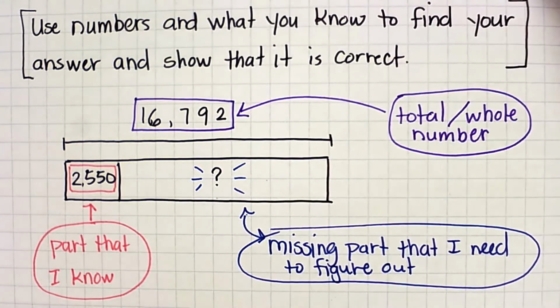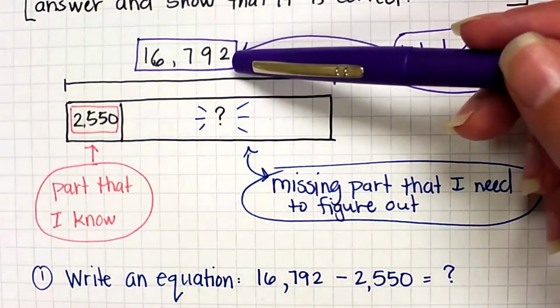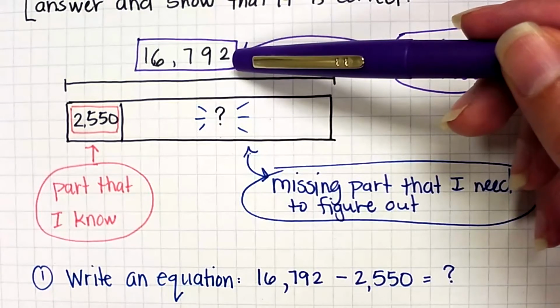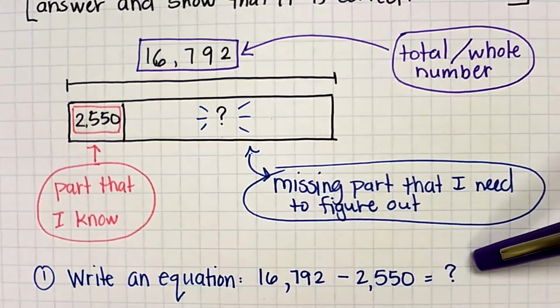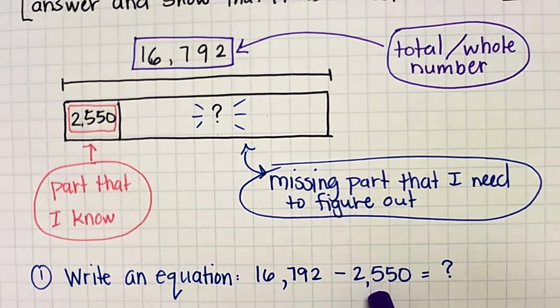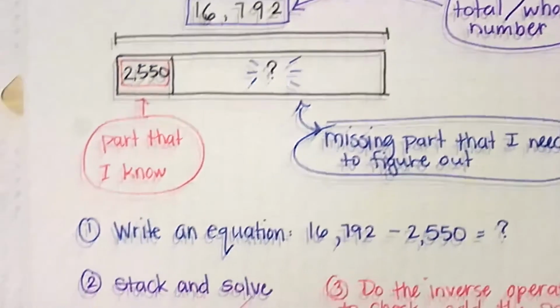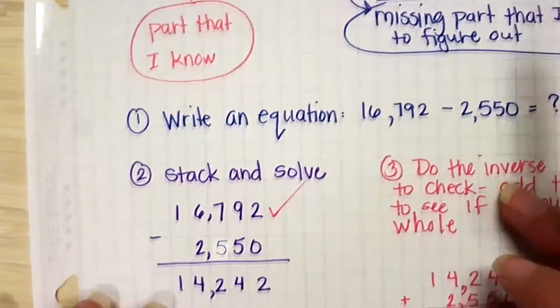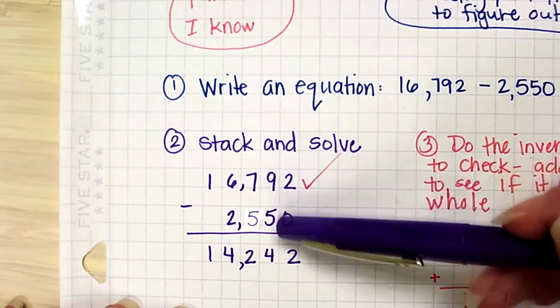So the first thing we had to do was we had to write an equation. Now, when we write an equation, we write our biggest number. We start out with our whole number, subtracting off the part we know to find our mystery part. So 16,792 minus 2,550. Okay, now that I wrote my equation, I need to solve. So I stack and solve. That's the first thing that I did. Again, stack by place value order.